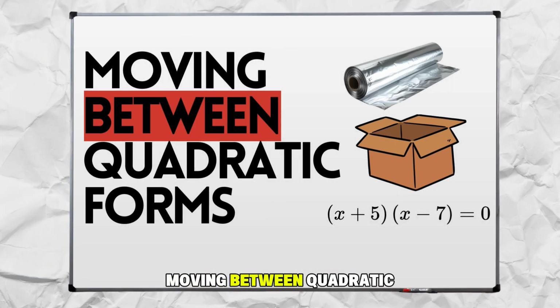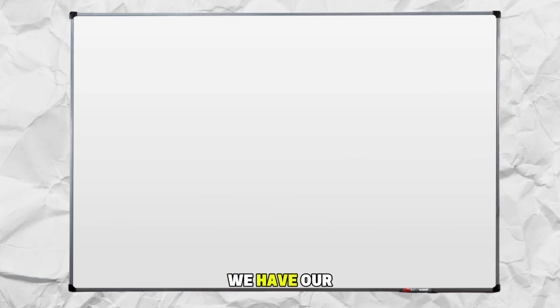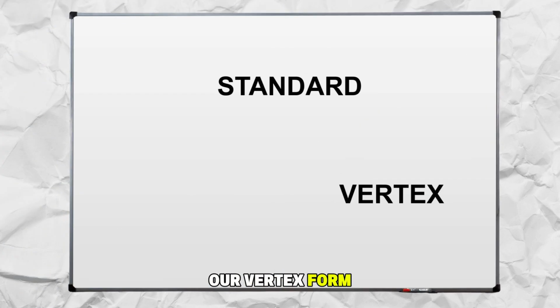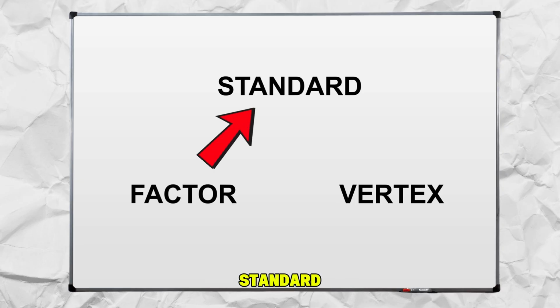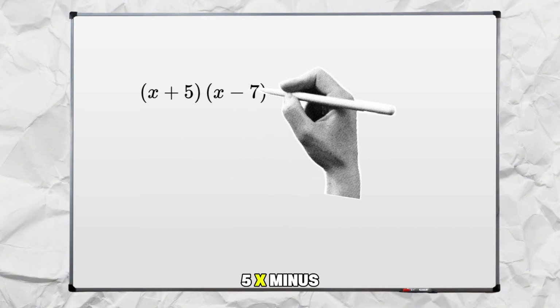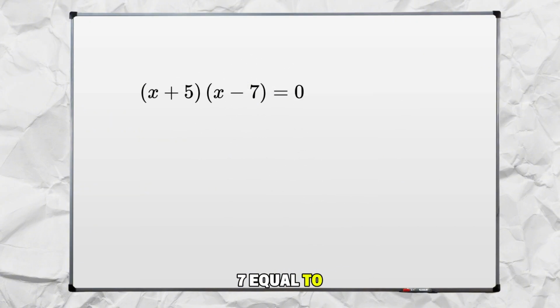Let's talk about moving between quadratic forms. We know that we have our standard form, our vertex form, and our factored form. Let's first cover how to move from factored to standard. If you have something in factored form, it might look like (x + 5)(x - 7) = 0. Now let's say you need to go to standard form, or expand it.